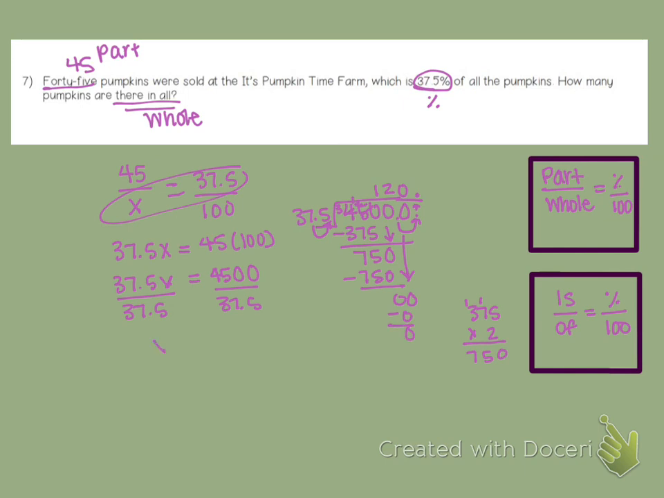Okay, so that means that X equals 120. So what does that mean? That means 45 pumpkins were sold, which is 37.5% of all pumpkins. So this is total pumpkins.